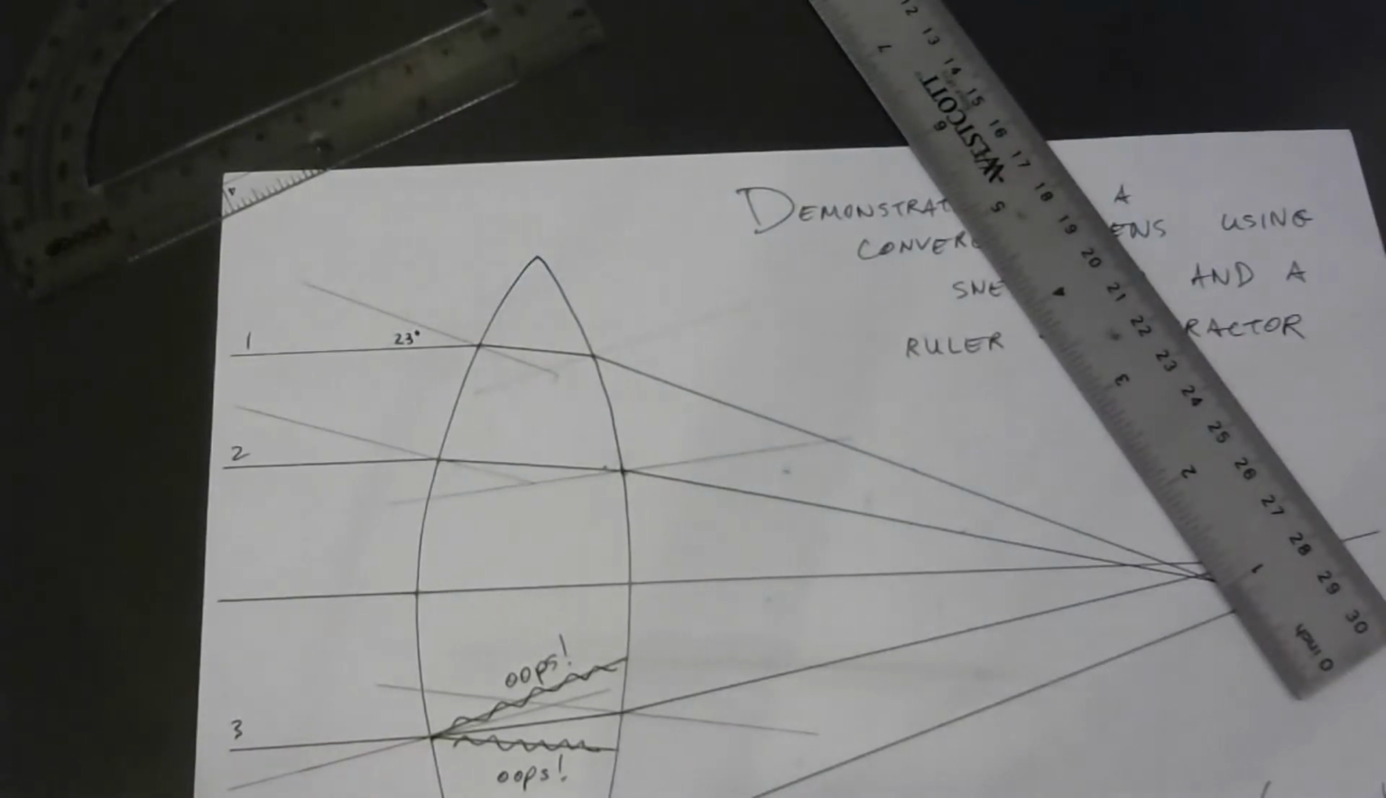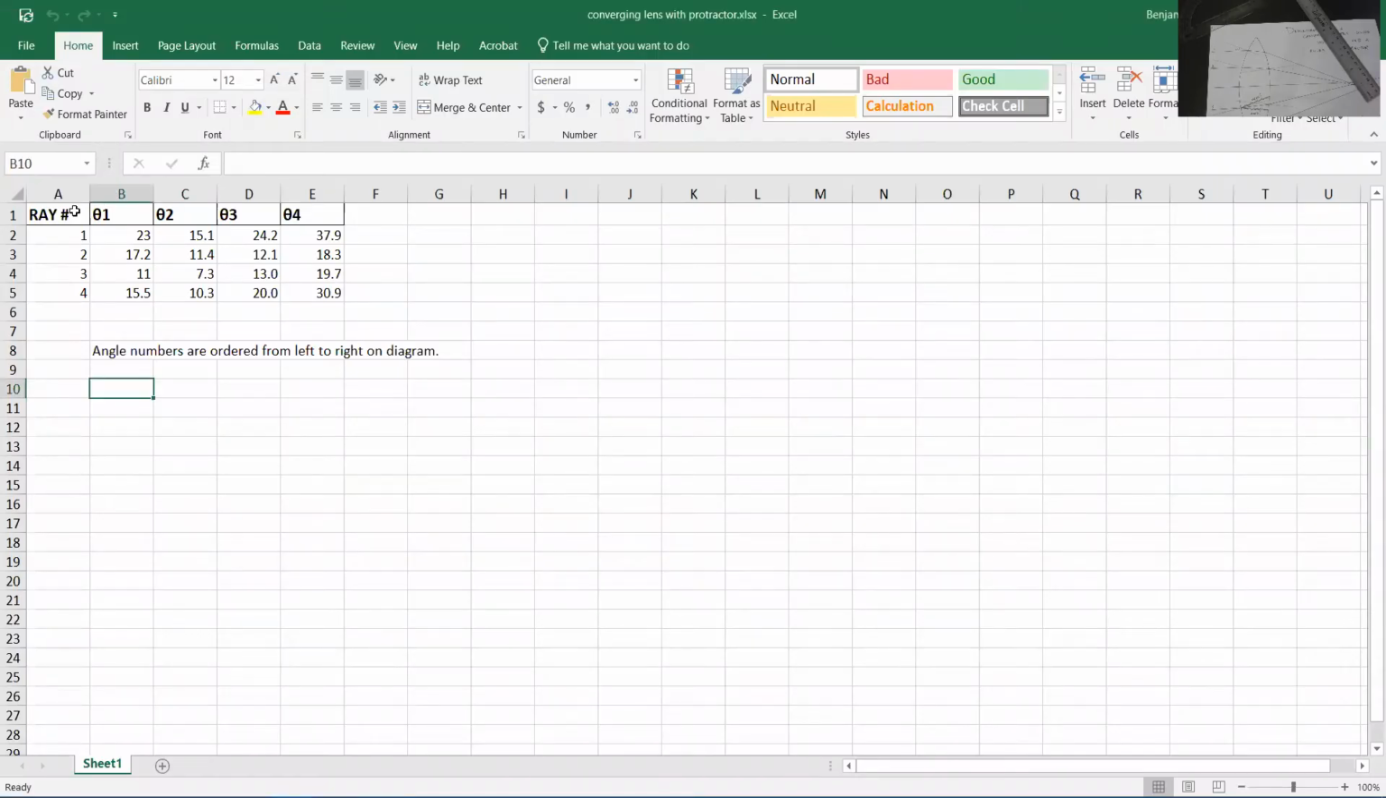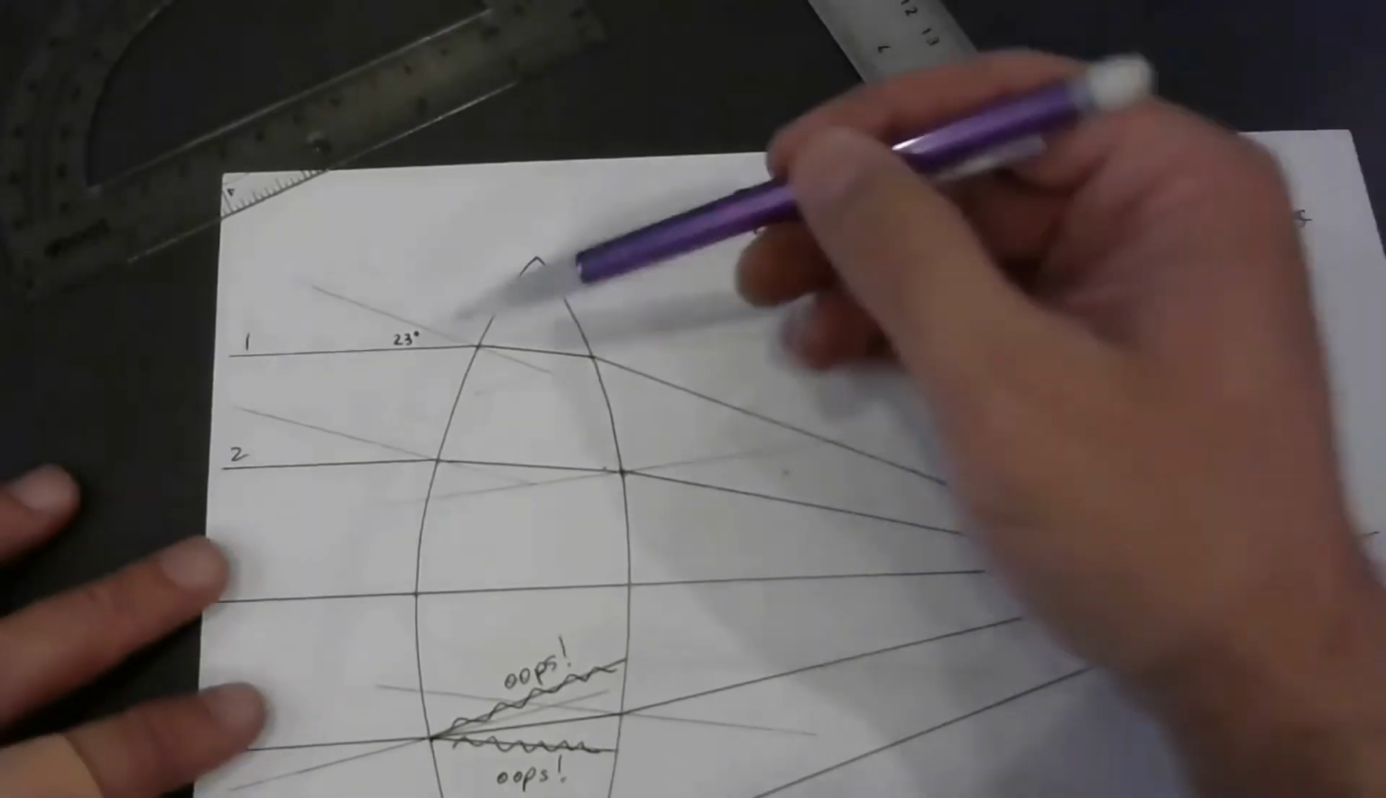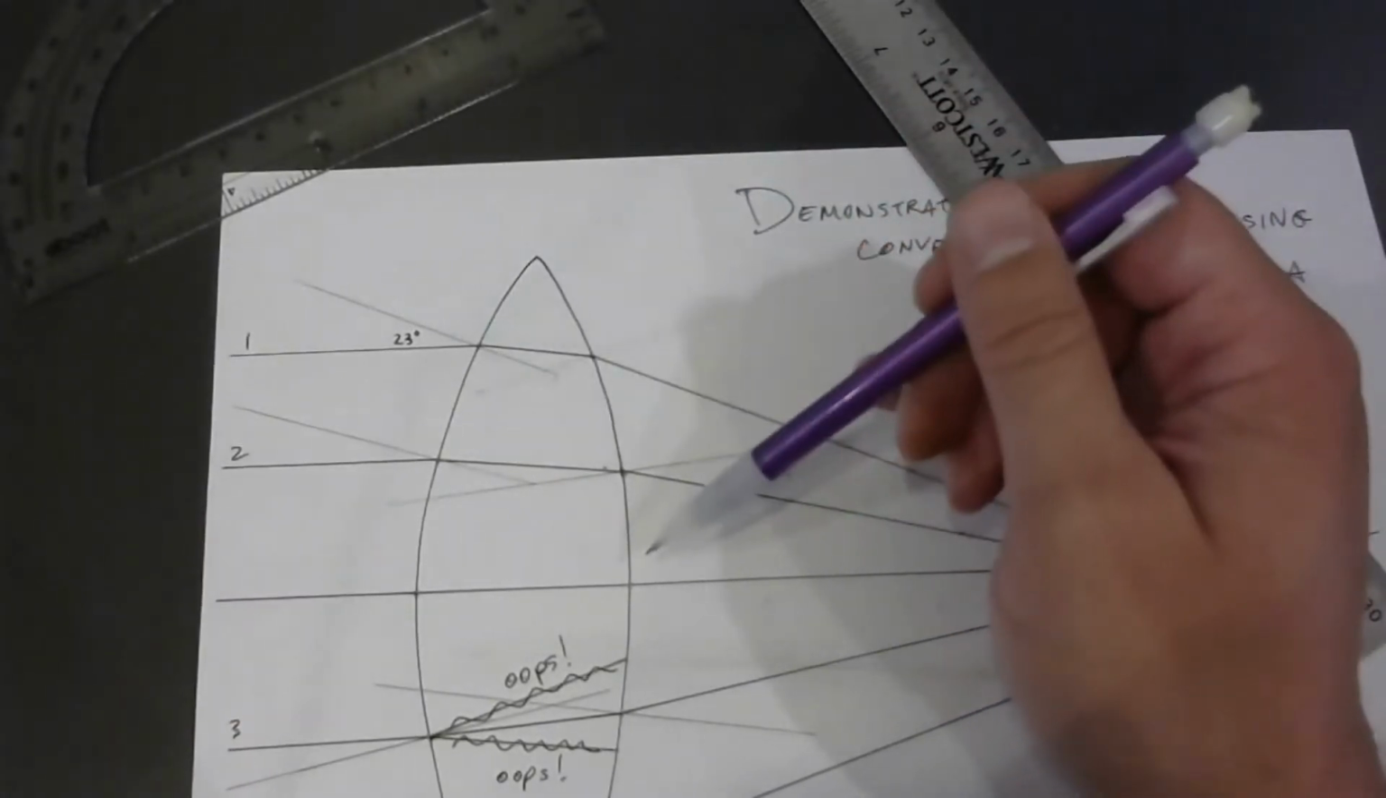Let me go over to Excel now. I made 4 rows, 1 for each of those numbered rays. Here I entered the angle in degrees that I measured, and I've implemented Snell's law here. This will give me the angle of refraction at that first interface from air to glass. And evidently that should be 15 degrees approximately. Back to the diagram here. I didn't bother writing that number down because this diagram would have been fairly cluttered.